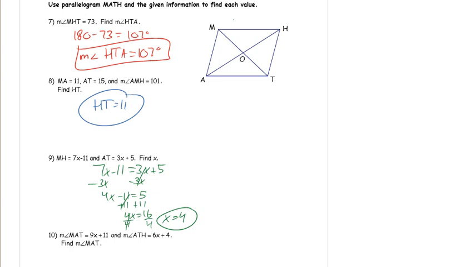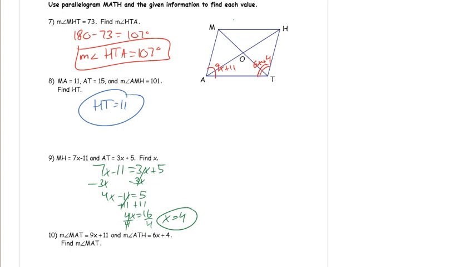MAT is 9x plus 11, and ATH is 6x plus 4. And notice how I mark those being not congruent each time. That kind of gives me a clue as to what I'm doing. I want to find the measure of MAT.